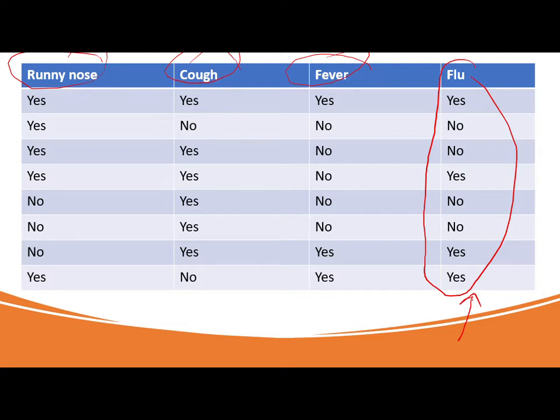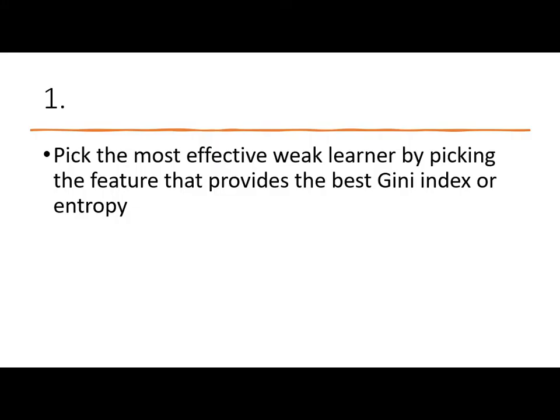So the first step in creating these boosted trees is we're going to have to pick the most effective weak learner by picking the feature that provides the best Gini index or entropy. A lot of fancy words, unnecessary. What this actually means is we have to pick a weak learner. So what does a weak learner mean?